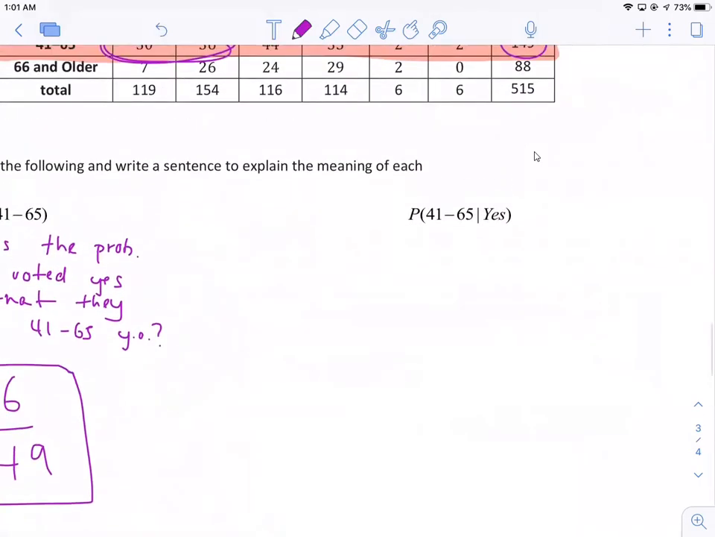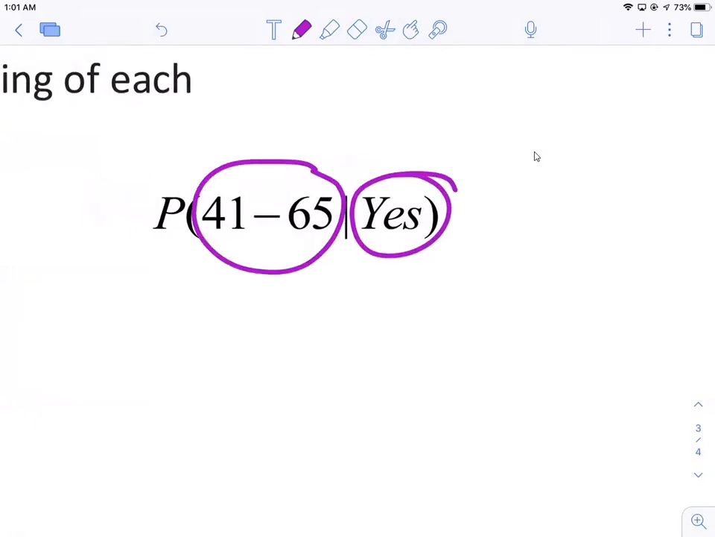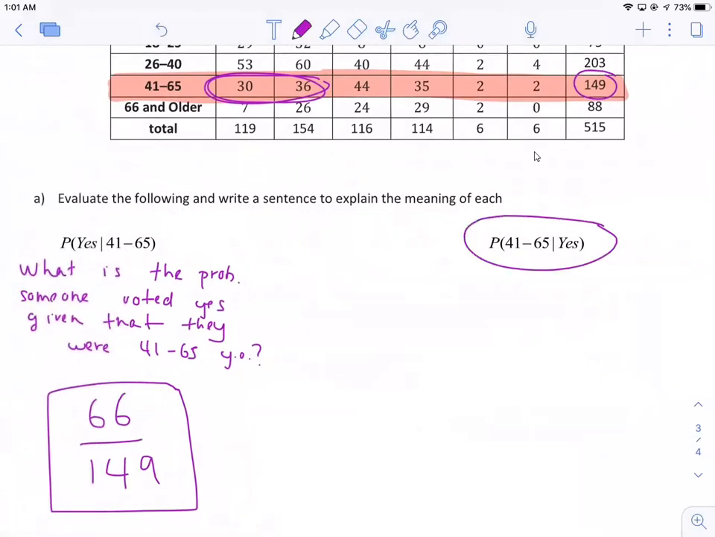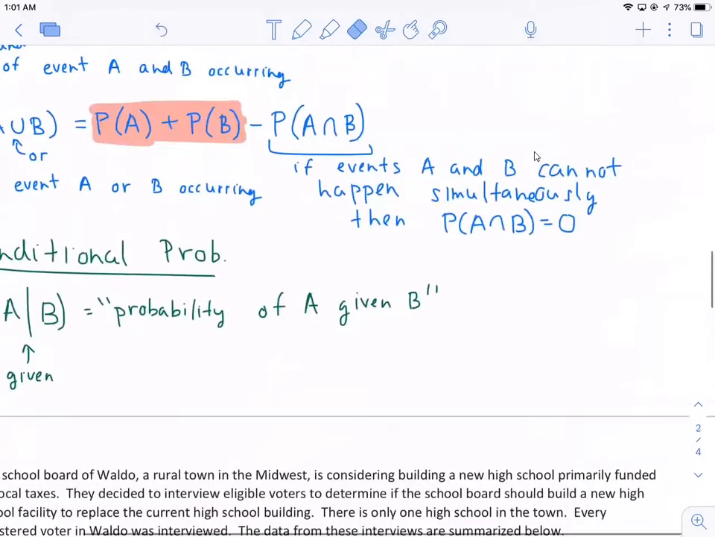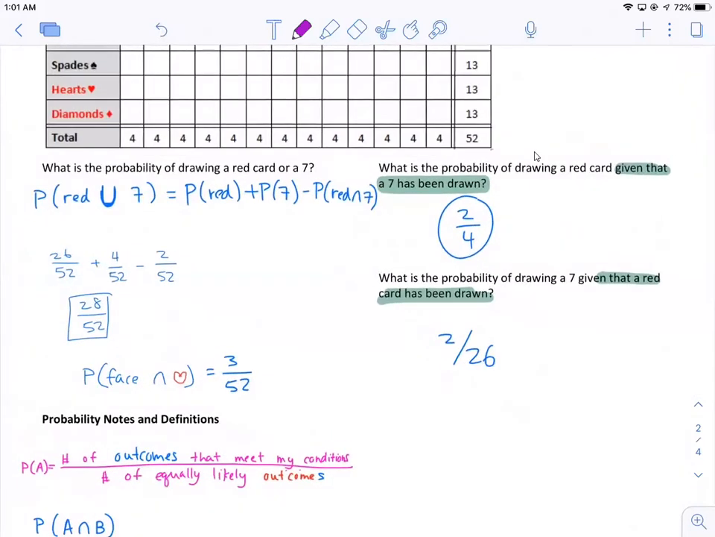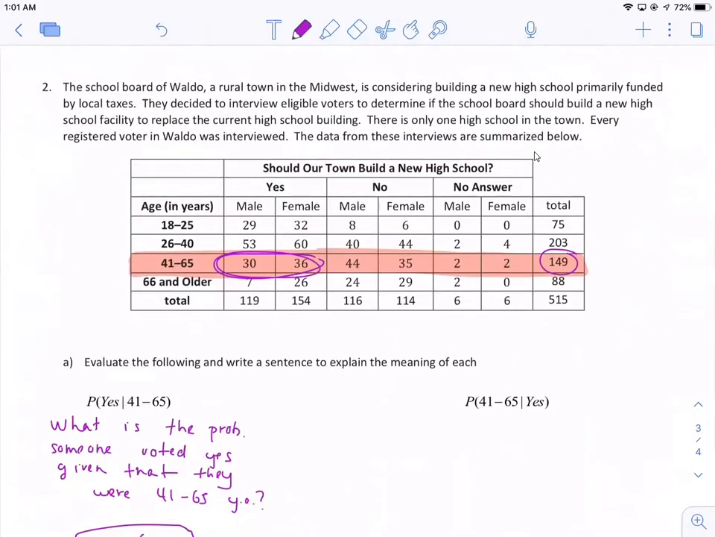Compare that to what's the chance that someone who voted yes is this certain age. A lot of people get these two things confused. I know it's kind of weird. It feels like maybe these should be the same thing, right? But if you take a look at our card example, I think it's a lot easier to see why it's obviously not going to be the same. But when you get into real statistics, dealing with real life stuff, it gets confusing.